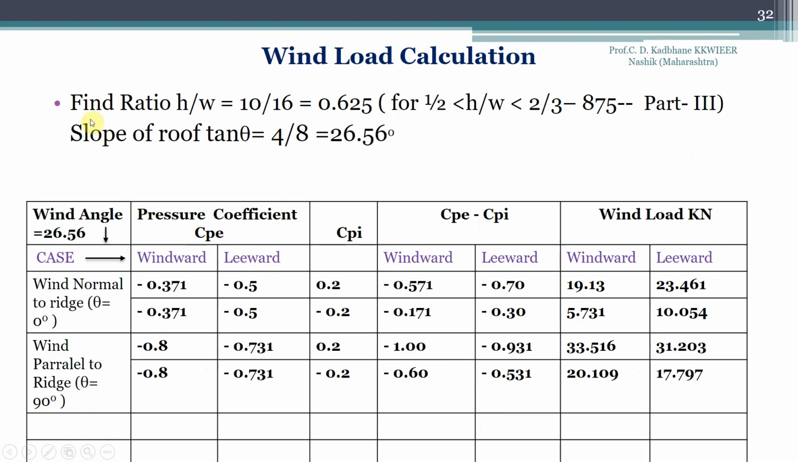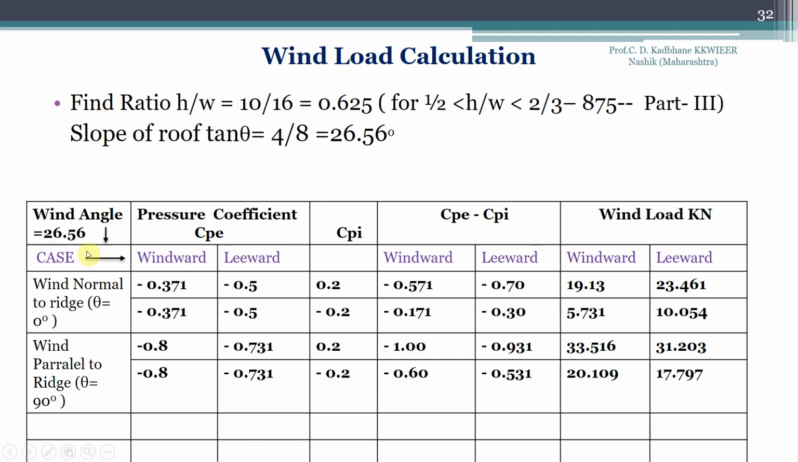Now here again I will explain. We have to find out first the ratio H upon W. H is nothing but the height of a structure up to eave level, divided by W, the span of a structure. So in our example, the height is 10, span is 16, therefore 10 upon 16 is coming 0.625, and therefore we have to consider the second column of wind pressure coefficients from IS 875 part 2.